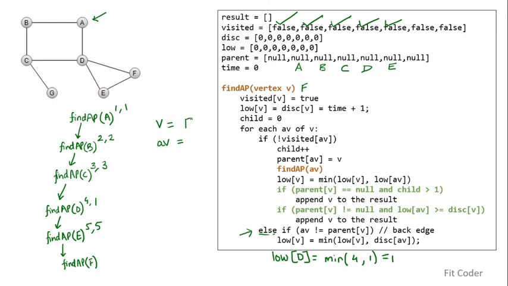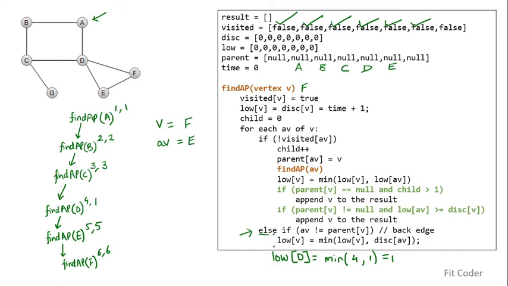So V is now F. We mark F as visited. We set the low and discovery time to time plus 1, so it will be 6, 6. Now for each adjacent vertex of V, the adjacent vertices are E and D. So let's start with E.